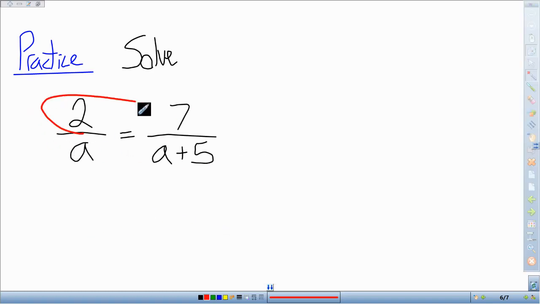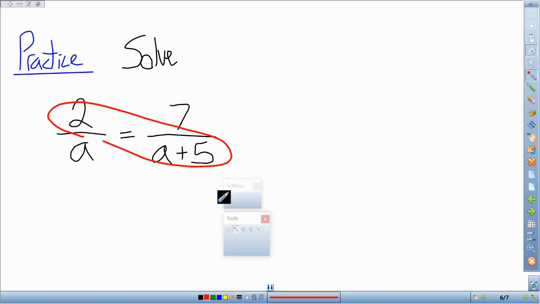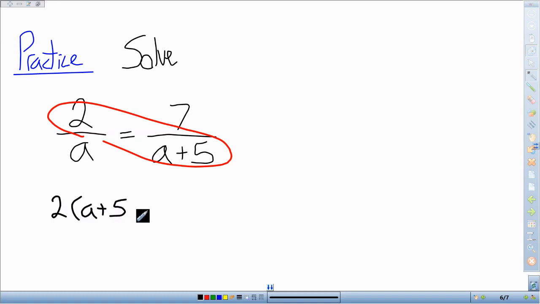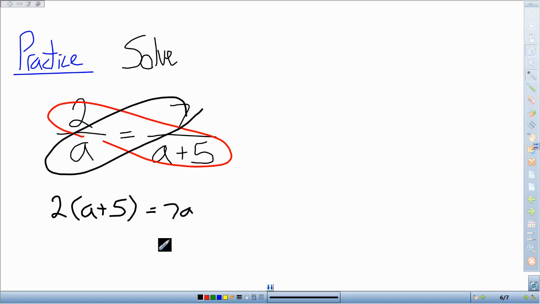I'm going to start with the 2 times the a plus 5. Okay, so I'm going to just write it out: 2 times a plus 5, don't forget the parentheses, equals a times 7, 7a. And then from here, we can distribute our 2. 2 times a is 2a, 2 times 5 is 10, equals 7a.